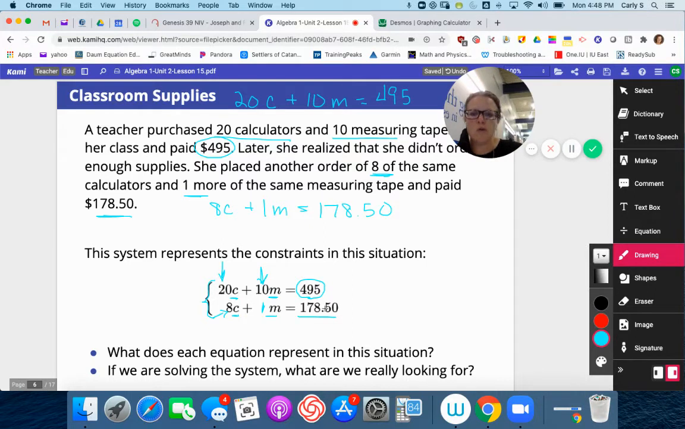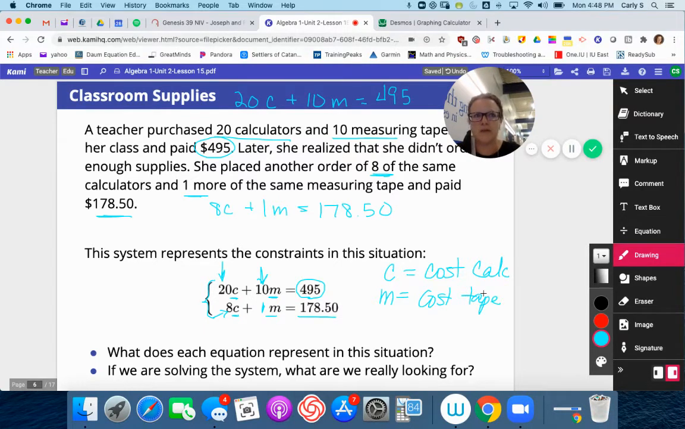Other things we have to know is C represents cost of the calculator. M represents cost of the measuring tapes, right? So do they have to be whole numbers? No, they have to be real numbers. They can't be negative numbers. There's a lot of things that they have to be, but they do not have to be whole numbers.